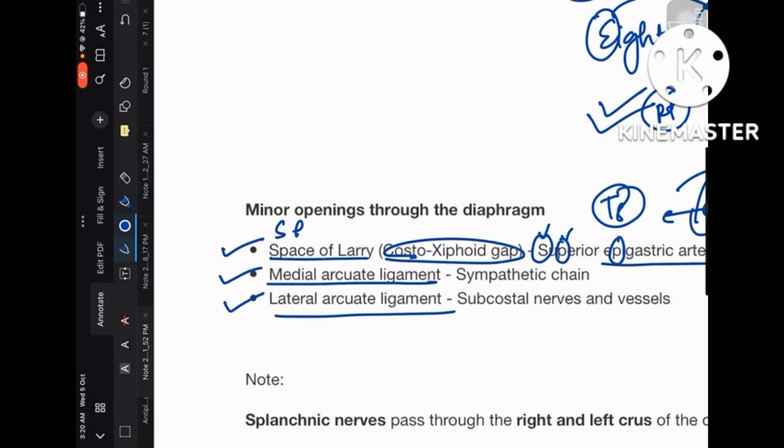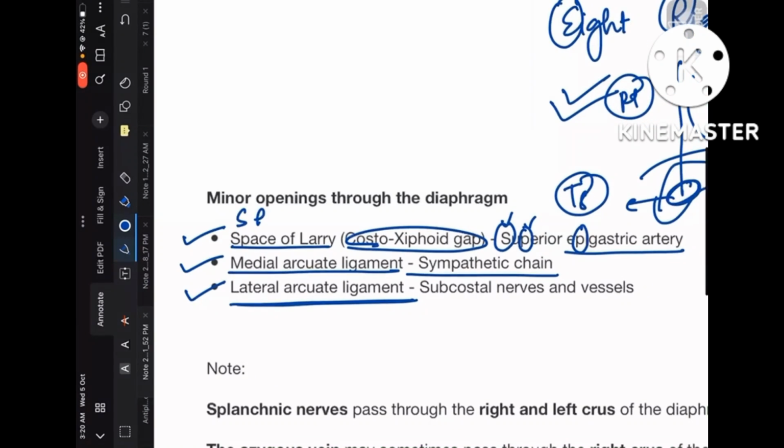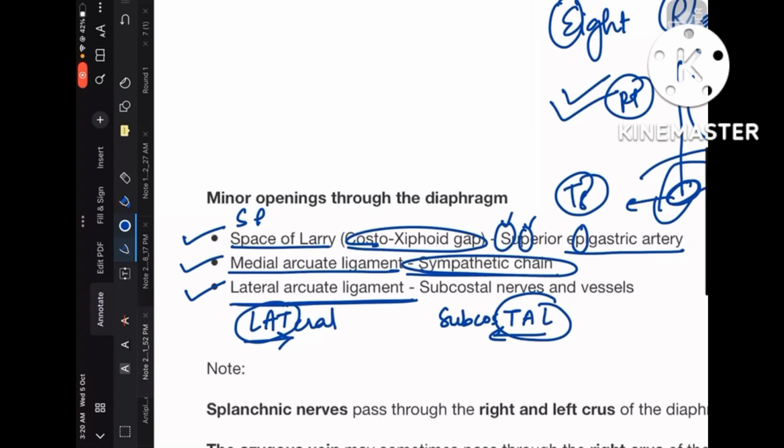Coming to medial arcuate ligament, it is a sympathetic chain, whereas lateral is subcostal. So remember, like lateral has LAT in this direction, whereas subcostal has LAT in the reverse direction. So subcostal nerves and vessels are in the lateral arcuate ligament. So the leftover one, that is the sympathetic chain, is in the medial arcuate ligament.